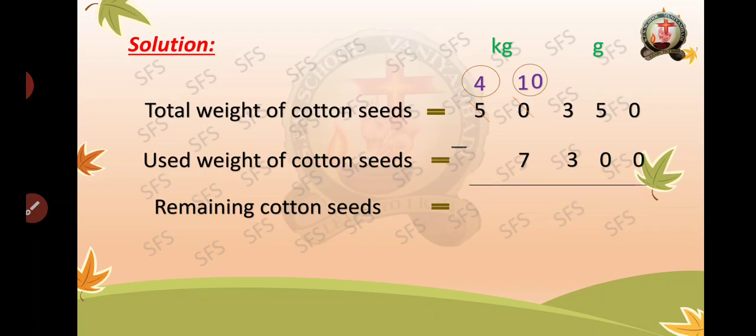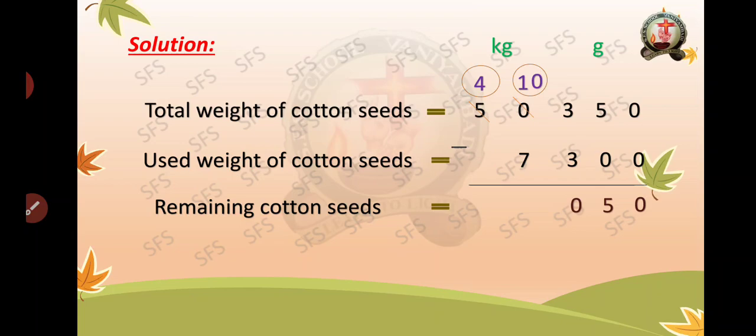0 minus 0 is 0. Good. Now 5 minus 0. Here 5 is bigger than 0. Now I told you the rule number 2, that is, any number if you subtract with the number 0, the answer will be the number itself. So 5 minus 0 is that number, that is 5. Then 3 minus 3 is 0.